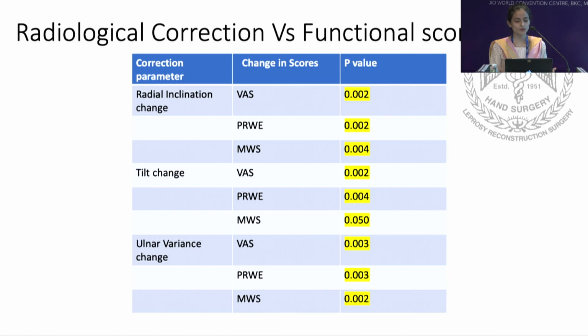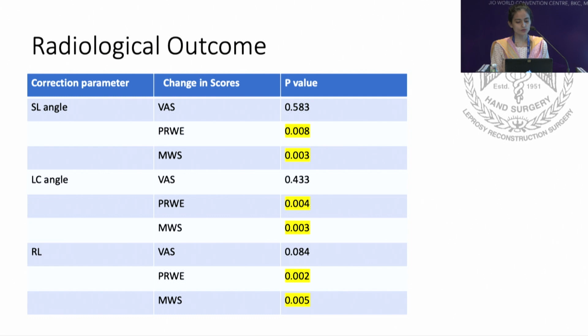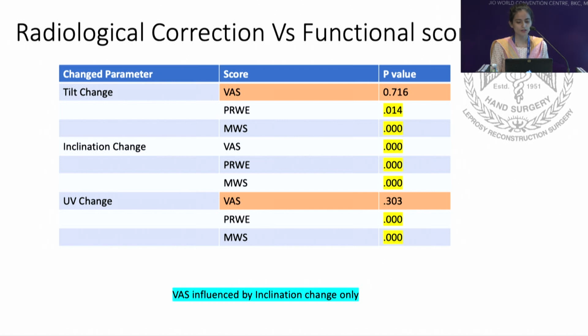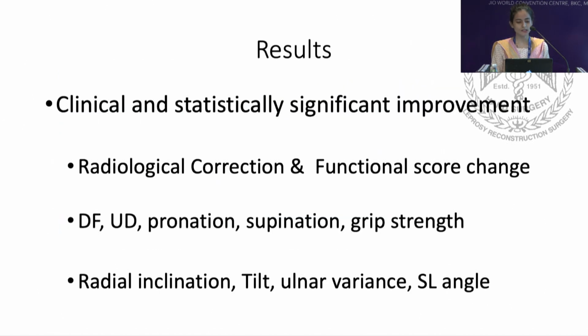According to the radiological corrections versus the functional score change, that is the radial inclination to that of the VAS, PRWE, the patient-rated wrist evaluation, and Mayo wrist score, we found a significant correlation for all, and also for the scapholunate angle as compared to the lunocapitate and the radiolunate angle. So the radial inclination was influencing the VAS, which was not noted in the ulnar variance and tilt change.